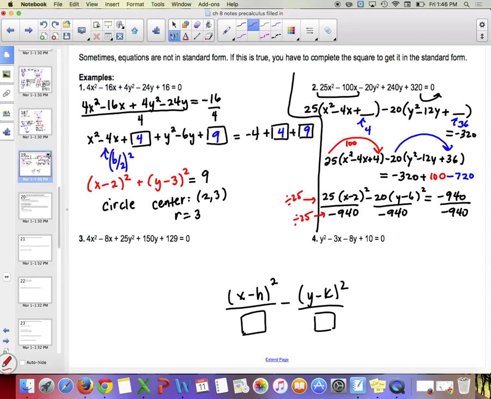I was hoping it would come out nice. I didn't give you nice numbers. I'm sorry. I tried. So what do we get? It's gross. Negative 940 divided by 25 is like negative 37.6, which I'm going to write like this. Negative 188 over 5.